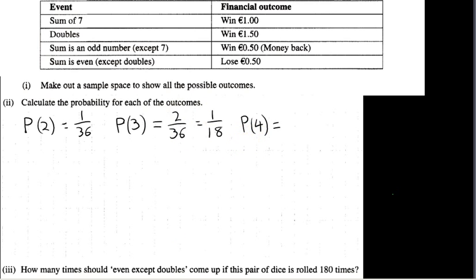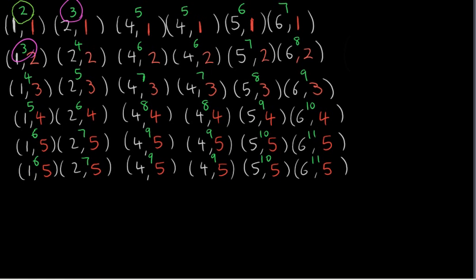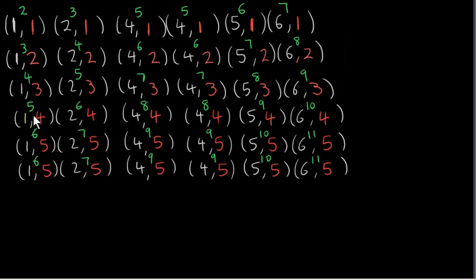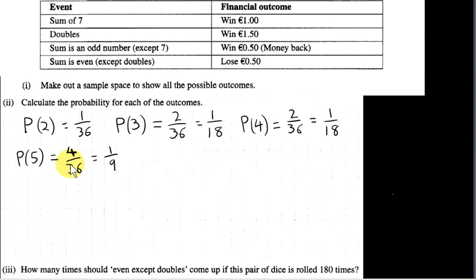Now let's get the probability of getting a 4. So we count the occurrences of the number 4. We can see that 4 occurs twice. So its probability is 2 over 36, which is 1 over 18. So we put the number of occurrences of the required event over the total number of outcomes, which is 36. Now let's count the occurrences of the number 5. We can see we've 1, 2, 3, 4 of them. So the probability is 4 over 36, which is 1/9.